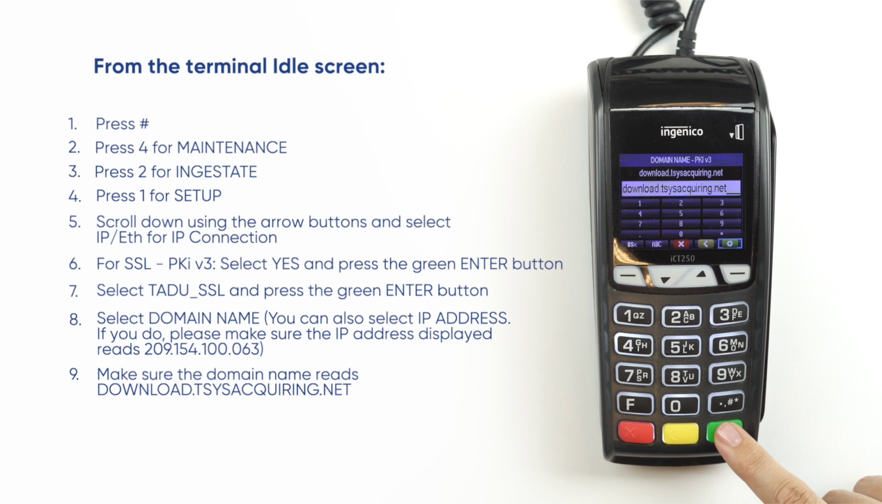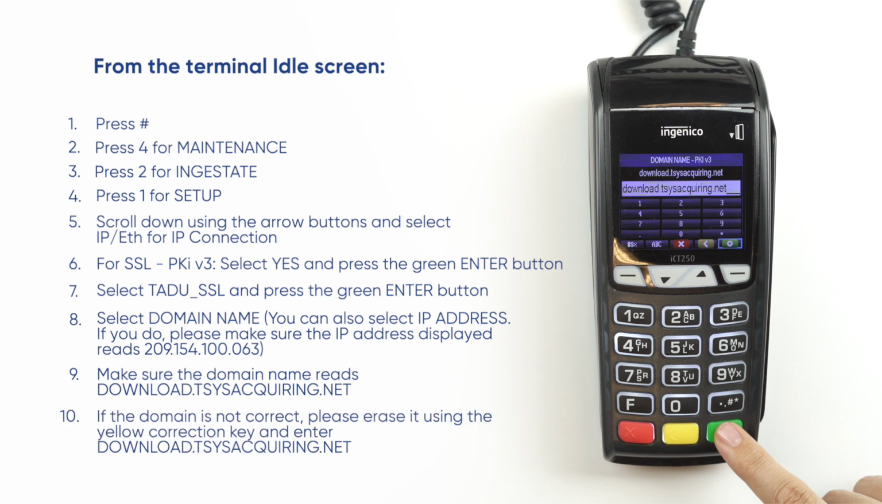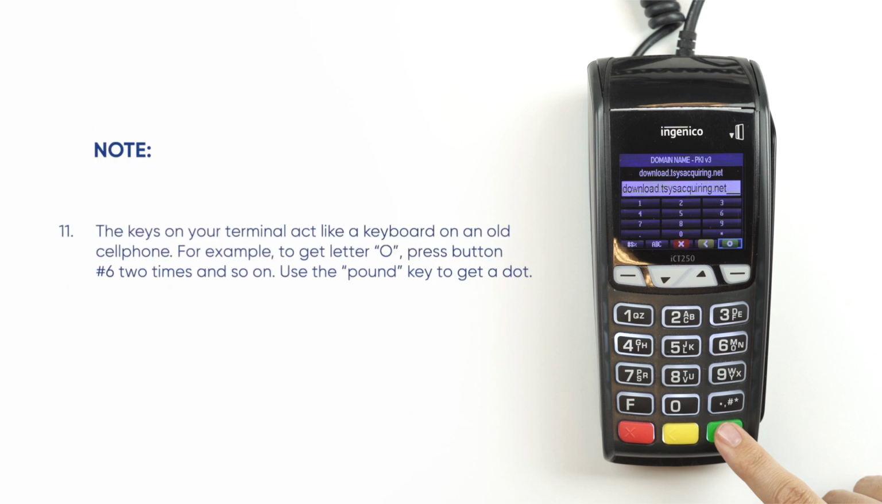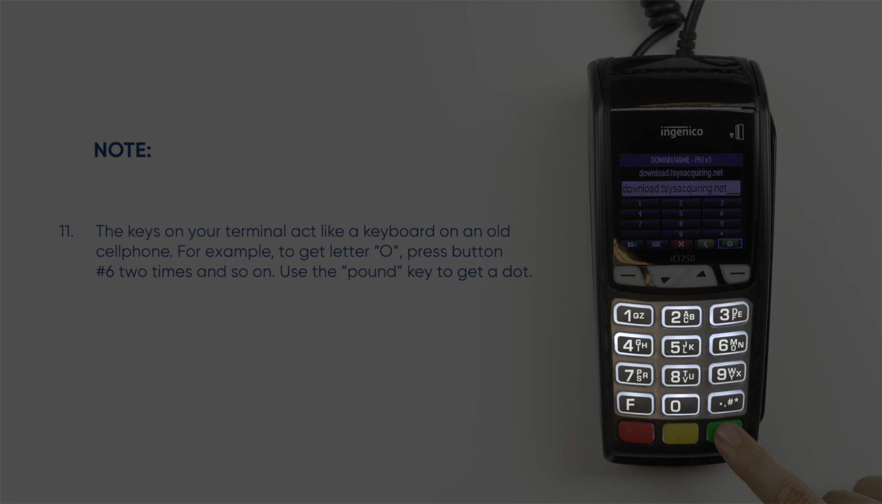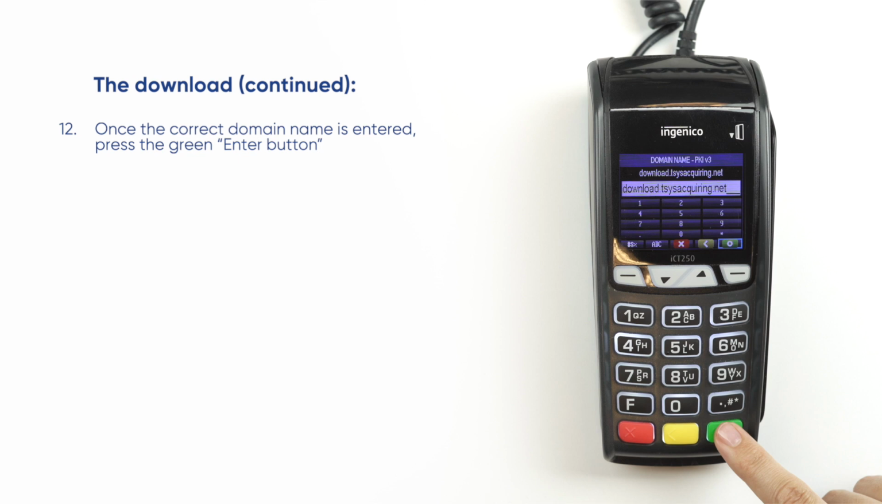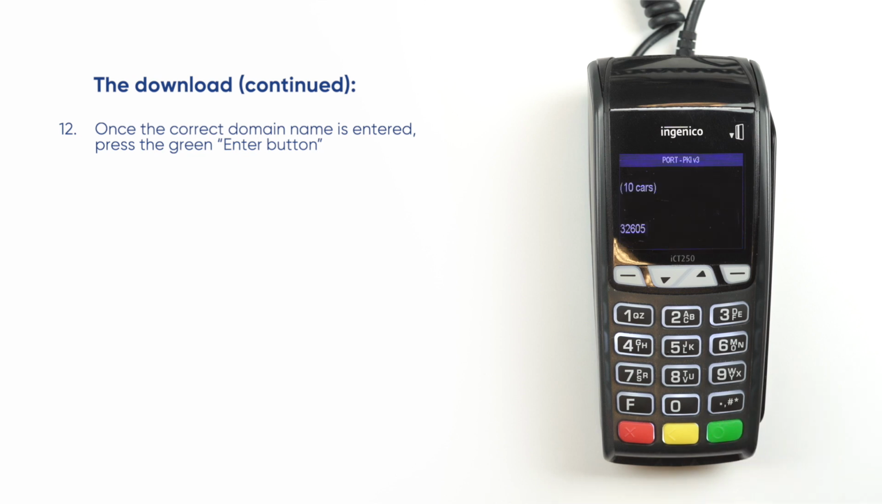download.tsysaccuyring.net. If the domain name is not correct, please erase it using the yellow correction key and enter download.tsysaccuyring.net. The keys on your terminal act like a keyboard on an old cell phone. For example, to get letter O, press button number 6 2 times, and so on. Use the pound key to get a dot. Once the correct domain name is entered, press the green Enter button.